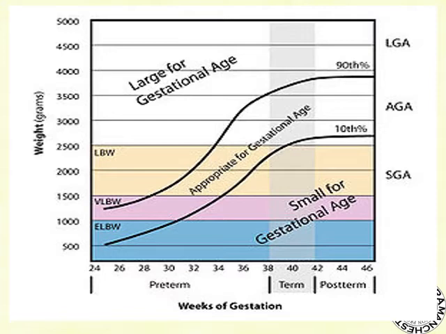Either small for gestational age, that's below the 10th percentile. This low line is the 10th percentile. If the baby is below this, this is called small for gestational age. And if it is between the 10th and 90th percentile, this is appropriate for gestational age. And if it is more than the 90th percentile, this is large for gestational age.